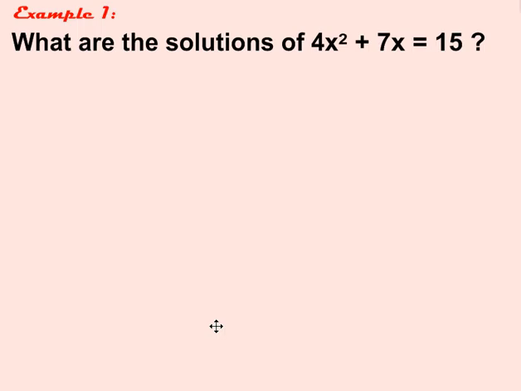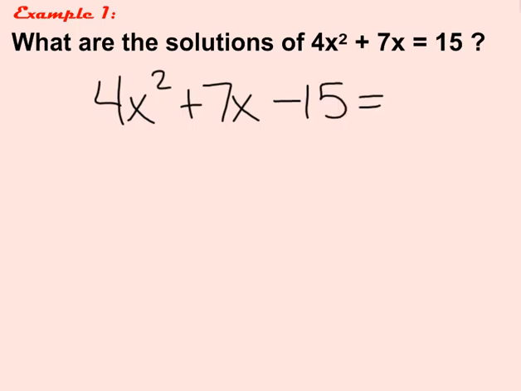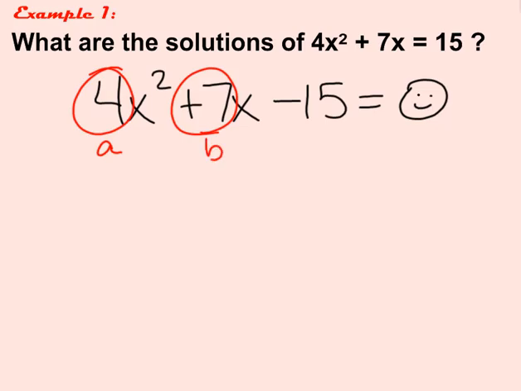Alright, first thing we need is to put it in standard form. So we will write 4x squared plus 7x, subtract the 15 from both sides, giving us 0. Alright, here's the trick. This value next to the x squared, that's a. The value next to the x, that's b. The value at the end, the constant term, that's c. Take each of those numbers and we plug them into the big formula.